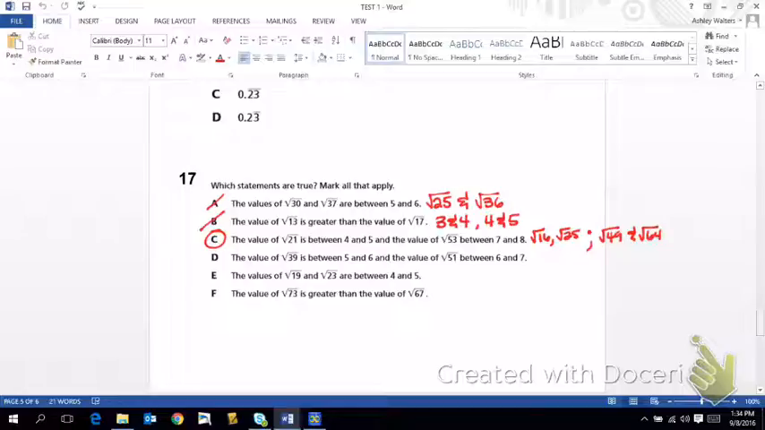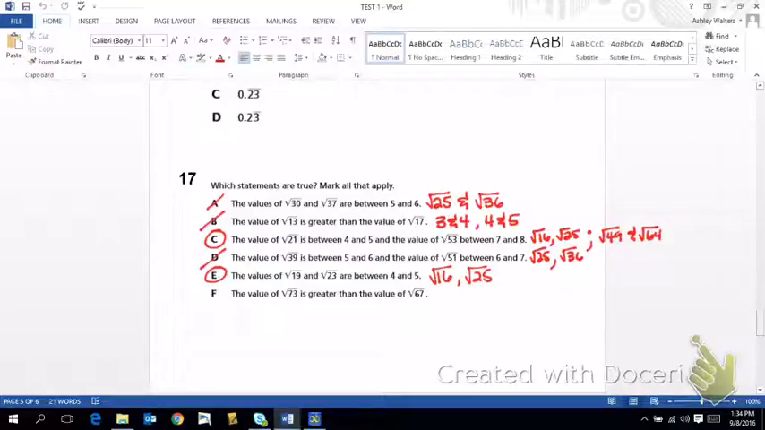Indeed, the square root of 39 is between 5 and 6. 5 and 6 would be the square root of 25 and the square root of 36. And 39 does not fall between 25 and 36, so we can already eliminate this statement. The values of the square root of 19 and the square root of 23 are between 4 and 5. Well, that would be between the square root of 16 and the square root of 25. 19 and 23 both fall between 16 and 25, so that is a true statement.